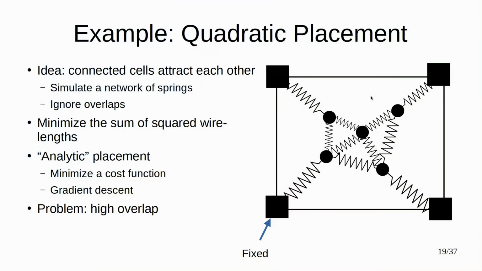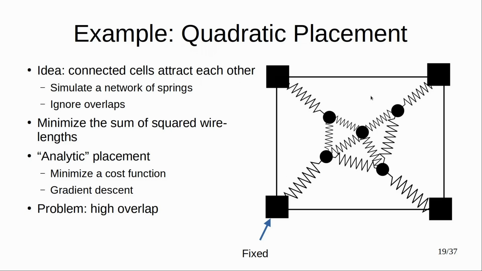It's mathematically nice because you basically minimize a cost function, and you compute for each of the components how a tiny shift in position will have an effect on the cost function, and you move all the components in a way to decrease the cost function. And that's called gradient descent.